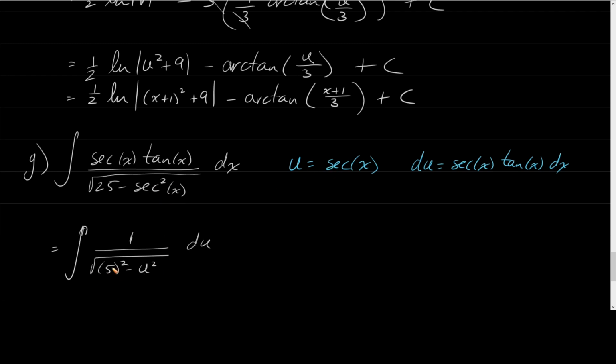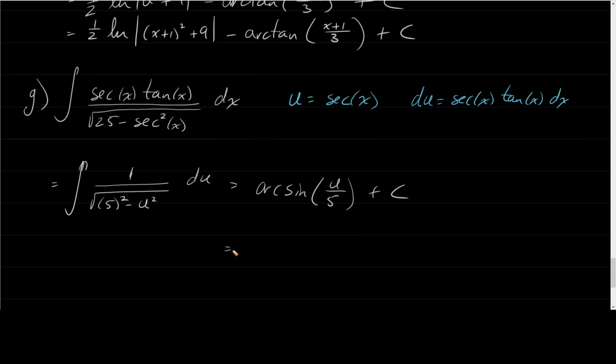And at that point, that fits perfectly into the form of arcsine. So this is going to be arcsine of u over a. A was 5, plus c. And that's going to give us arcsine of our u, which was secant x, over 5 plus c. And that will be the end of that.